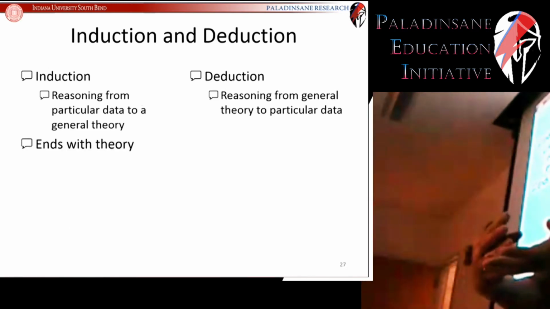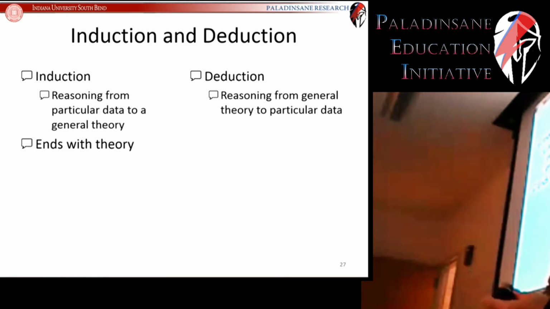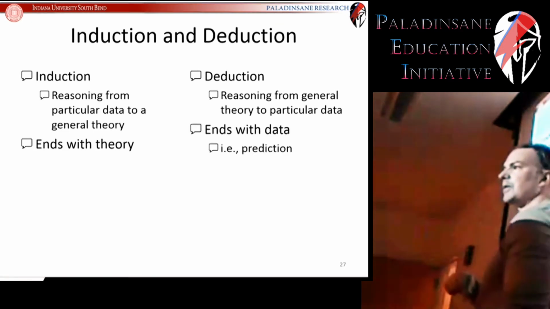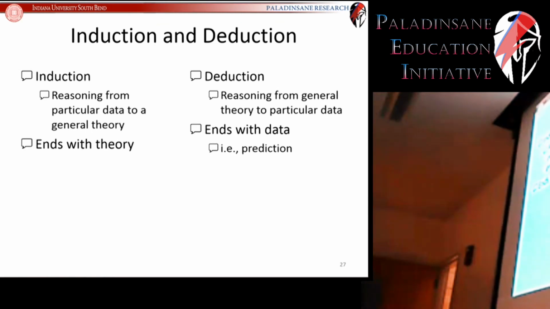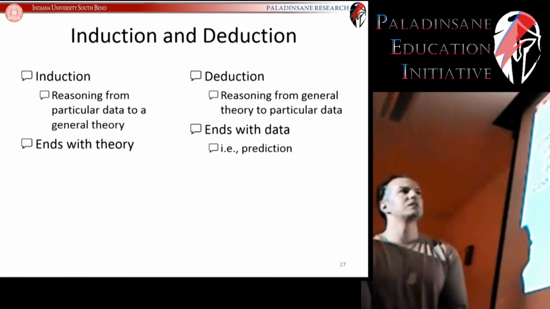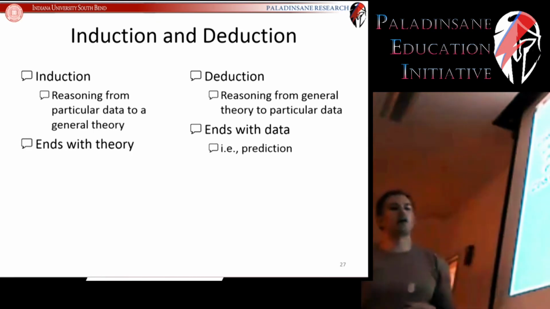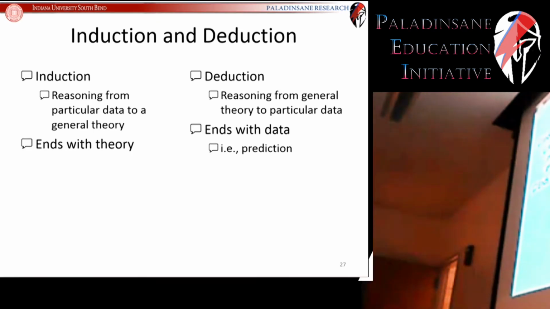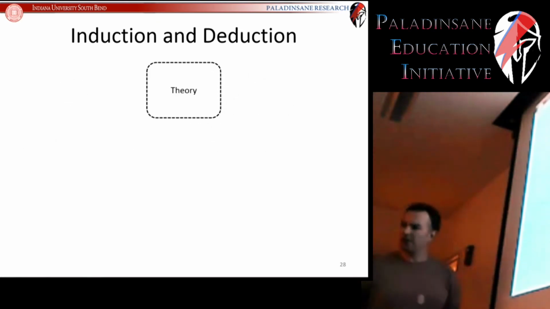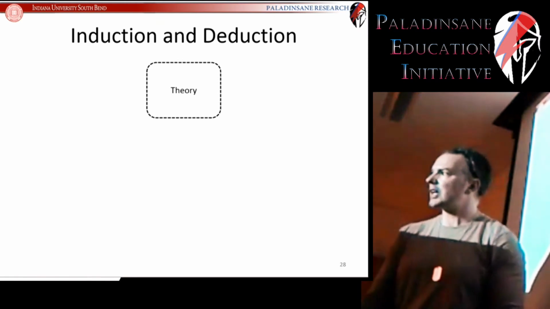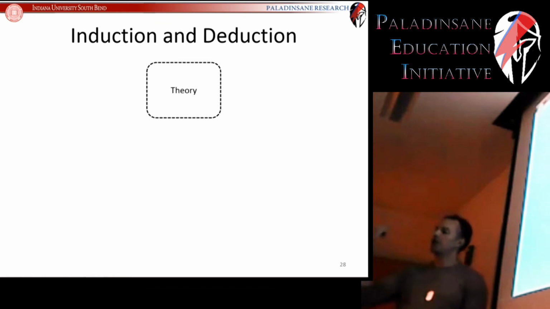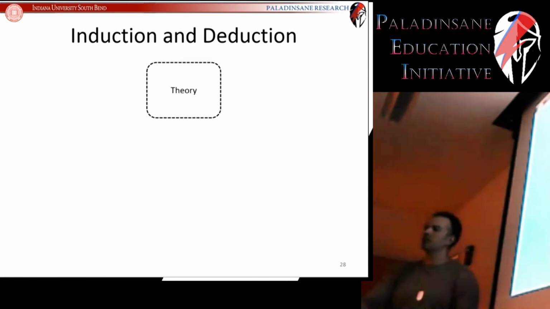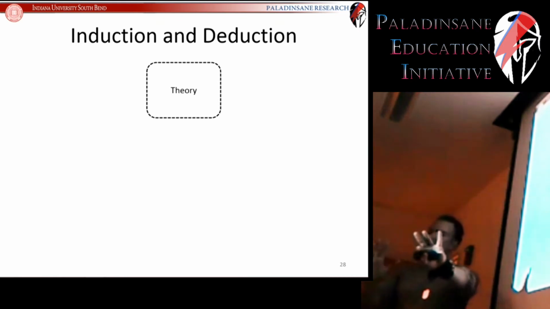So, induction, you start with data, you end with a theory. Deduction, you start with theory, you end with the data. You end with a prediction or you end with data. And this is what I like to call the wheel of science. Basically, if you're a scientist, if you're an experimental psychologist, if you're looking for new knowledge, what you're doing is a constant cycle of induction and deduction. And that's how the science moves along.